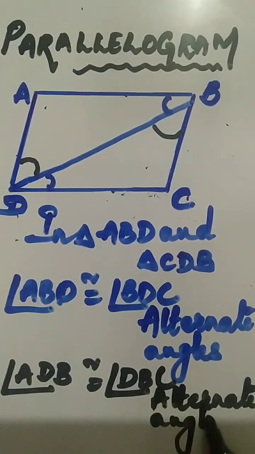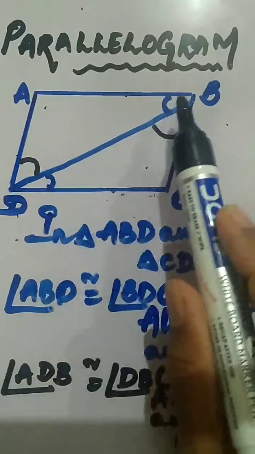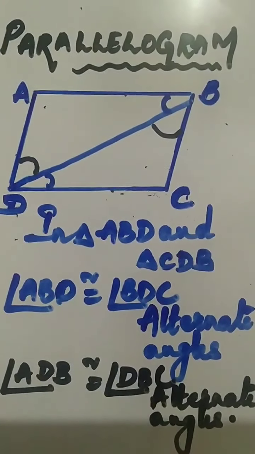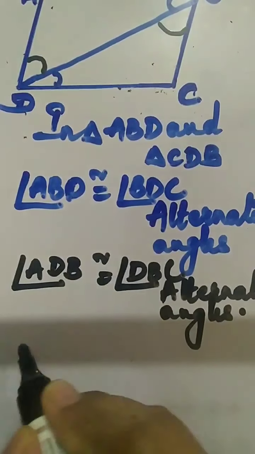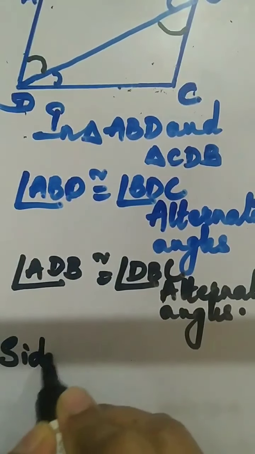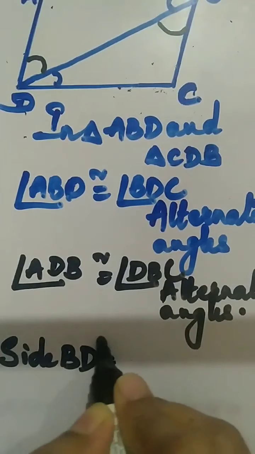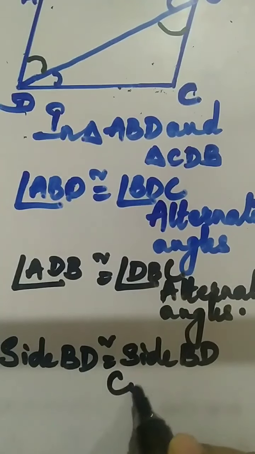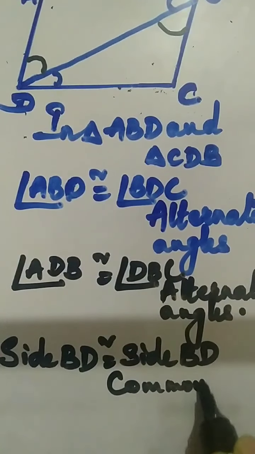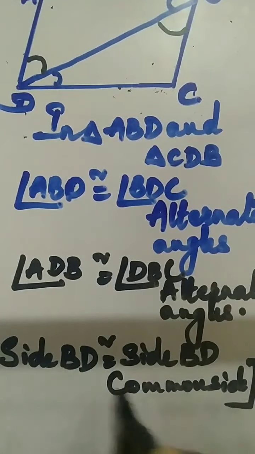So to prove two triangles congruent, you need three things, no? Two you got. What is the third thing? This common side. So let's write which side is common: side BD congruent to side BD. Reason will be common side. So we got three things.